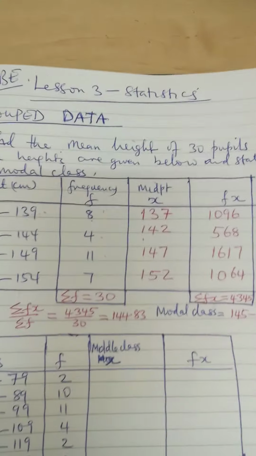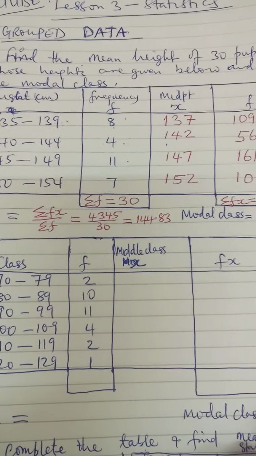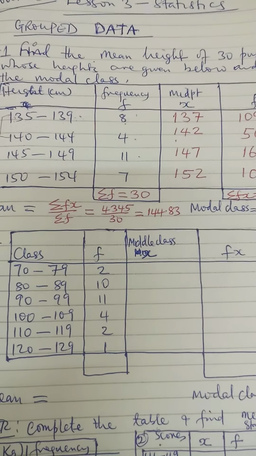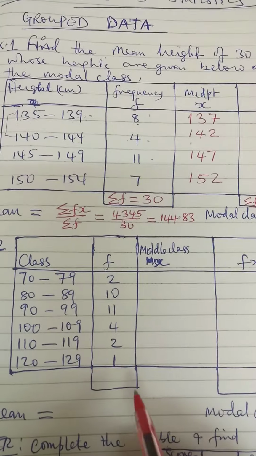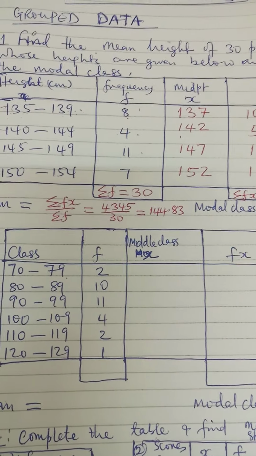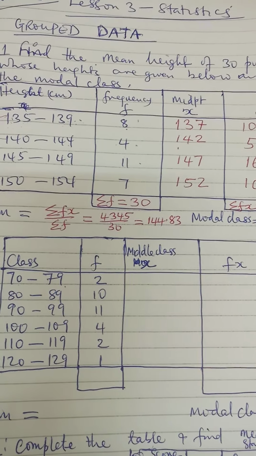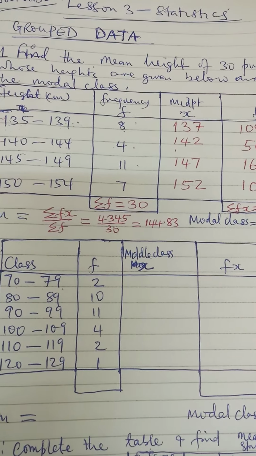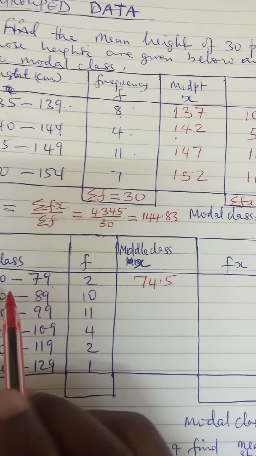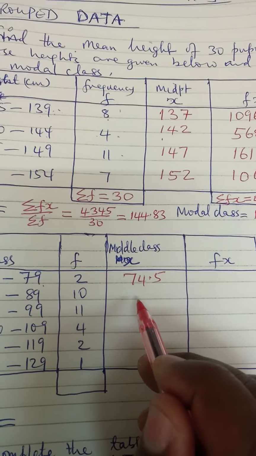That completes the first example, but for purposes of mastering this, we try out the next example through the same system and see. We have the class. We begin by getting the middle class. The middle class can be also called the midpoint. 70 plus 79 divided by 2. You get 74.5. Once you master that the class width or the class interval is 10, you keep on adding 10.